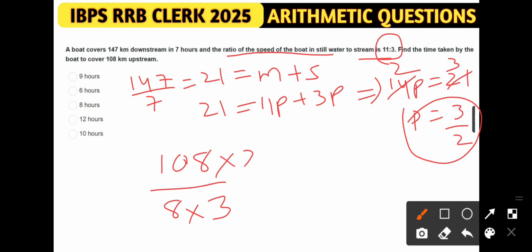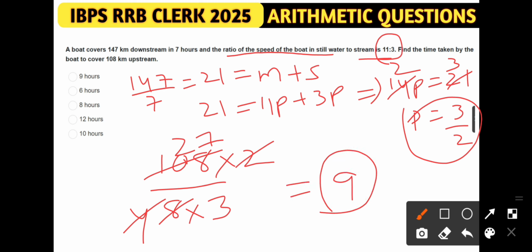That 2 goes to the numerator like this. So 2 4s are 8, and 4 27s are 108. 27 divided by 3 means 3 9s are 27. So our answer is 9 hours. Option A is the answer for this question.